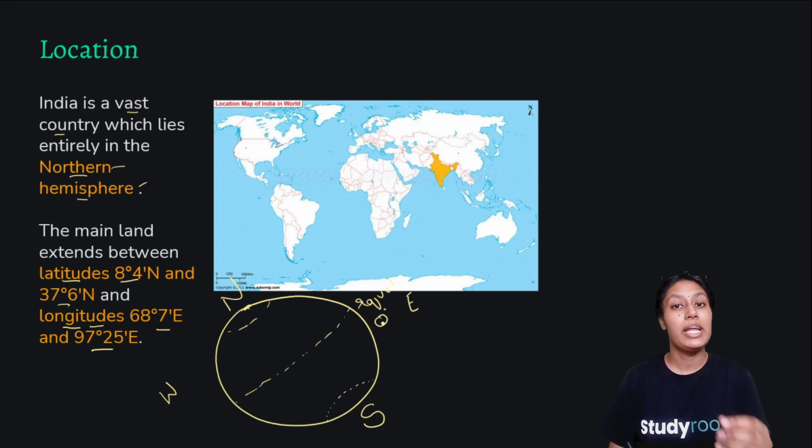So this is the placement measurement which has been given to every invisible line. The equator measurement is 0 degree. Above the equator is marked as north and below the equator is marked as south. I hope this northern hemisphere part is clear to you now. Now coming to latitude and longitude.